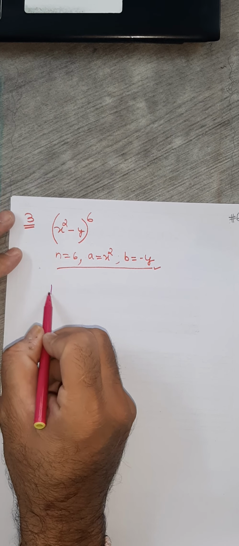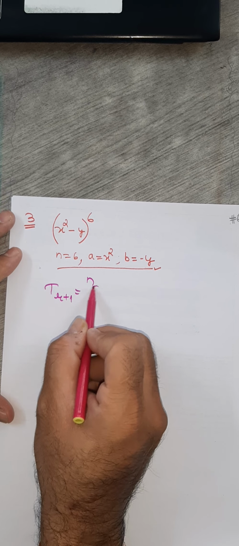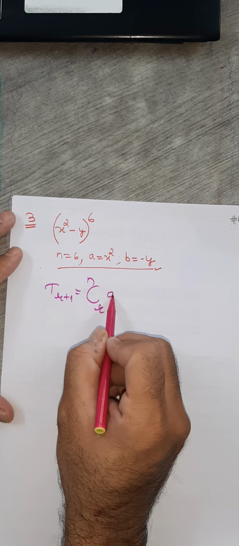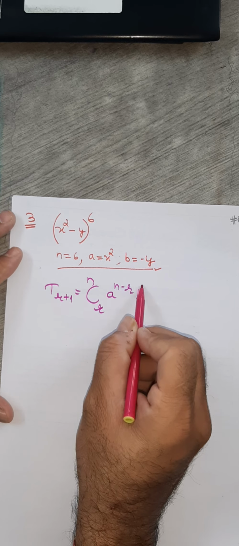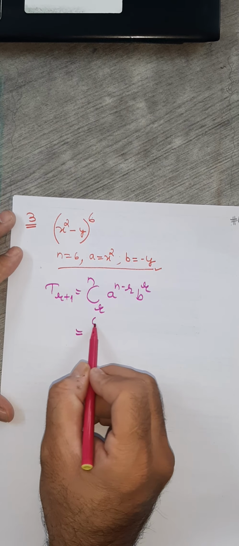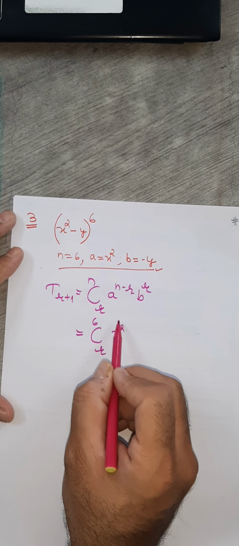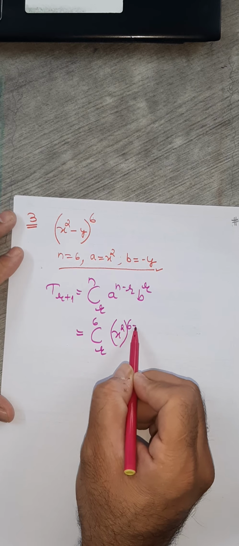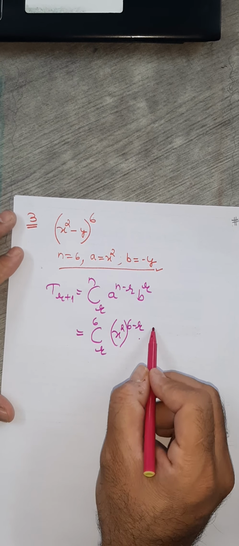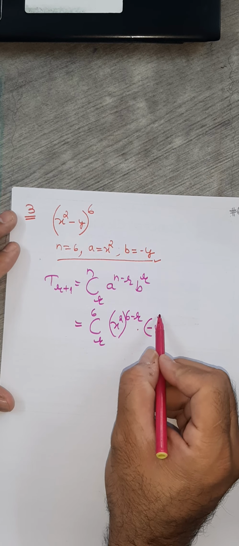Fine. Now you want to write which term? General term, that is in form of r. So tr plus 1, you know the formula. ncr into a raised to n minus r into b raised to r. What is n? 6. So 6cr. What is a? That is x square. X square raised to 6 minus r into b. What is b? Minus y raised to here r.